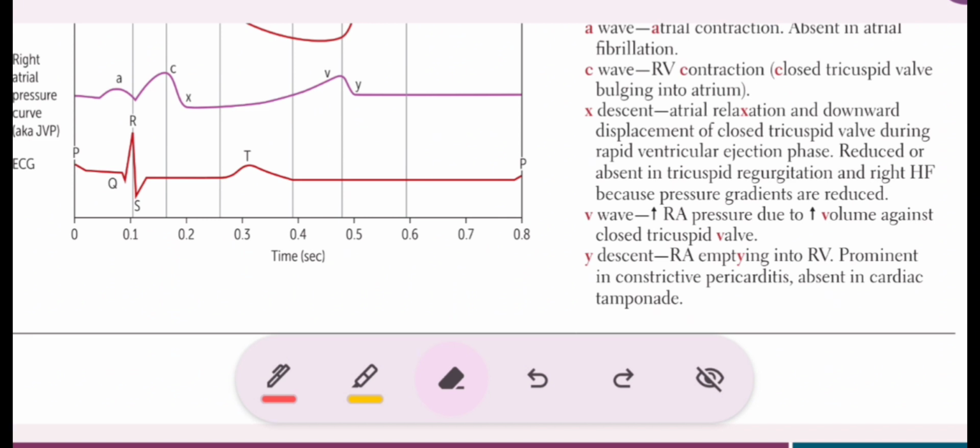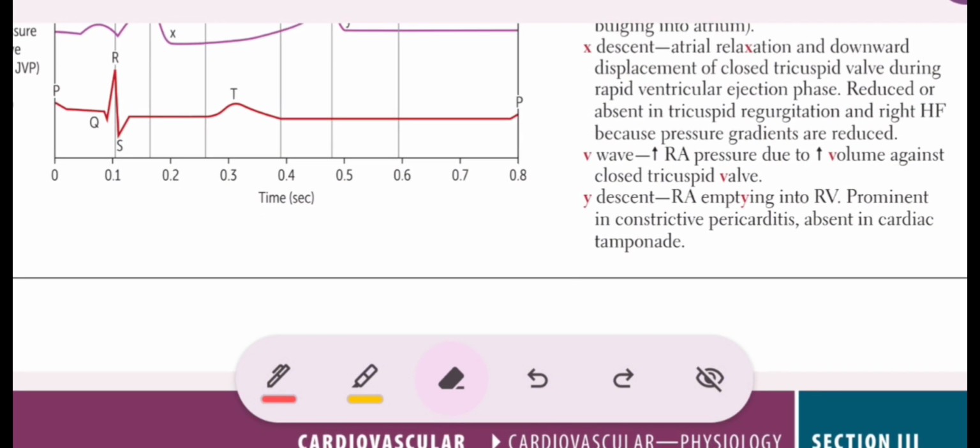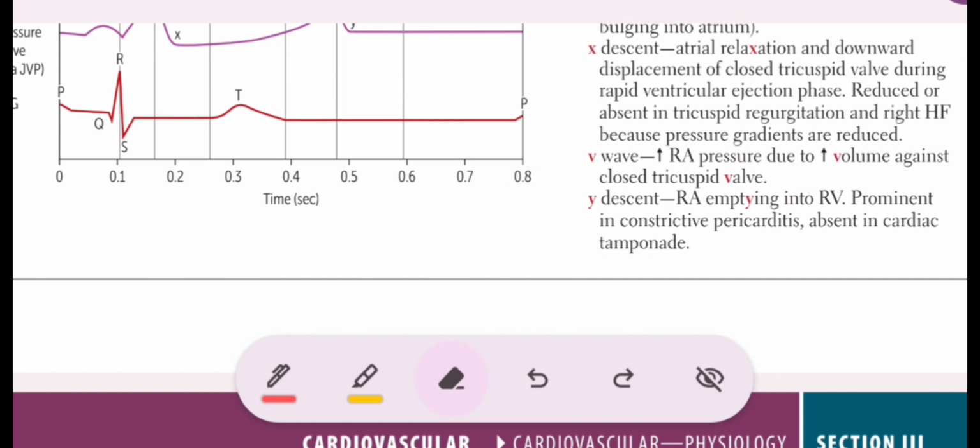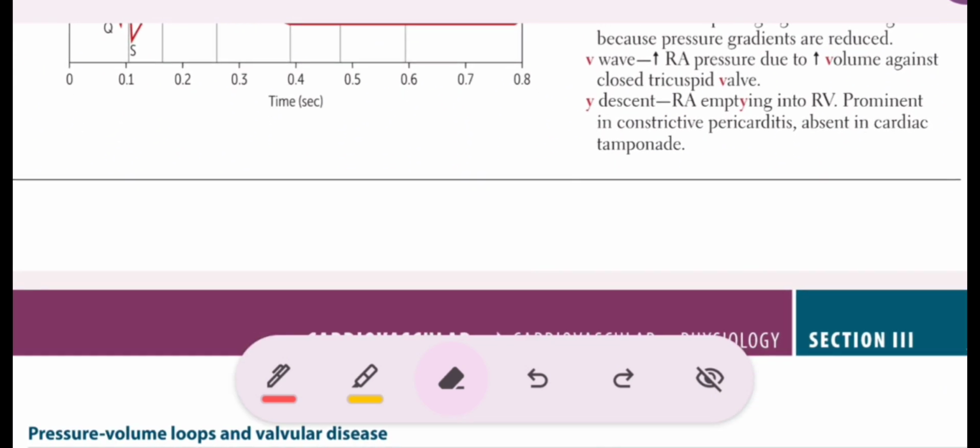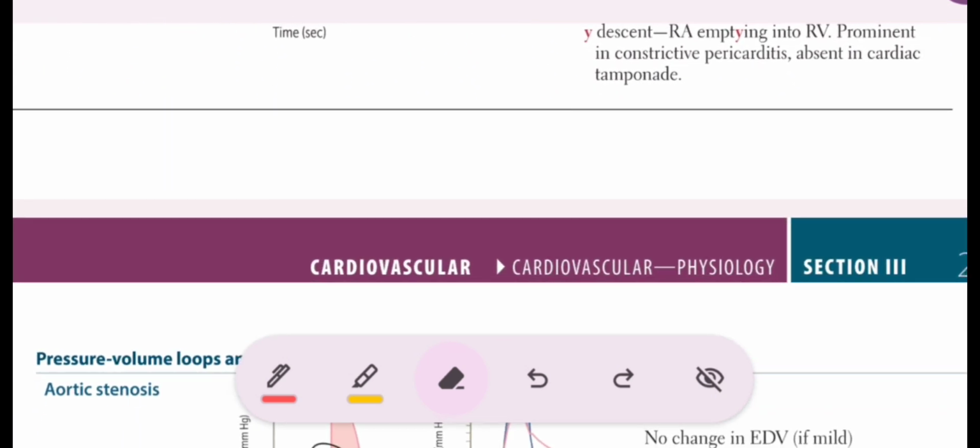Then there is X descent, that is the atrial relaxation and downward displacement of closed tricuspid valves during the ventricular ejection phase. Then we have the V wave, which represents the increased right atrial pressure due to increased volume against a closed tricuspid valve. And the last we have the Y descent. Y descent is represented by the right atrium emptying into the right ventricle, and it is prominent in constrictive pericarditis and absent in cardiac tamponade.